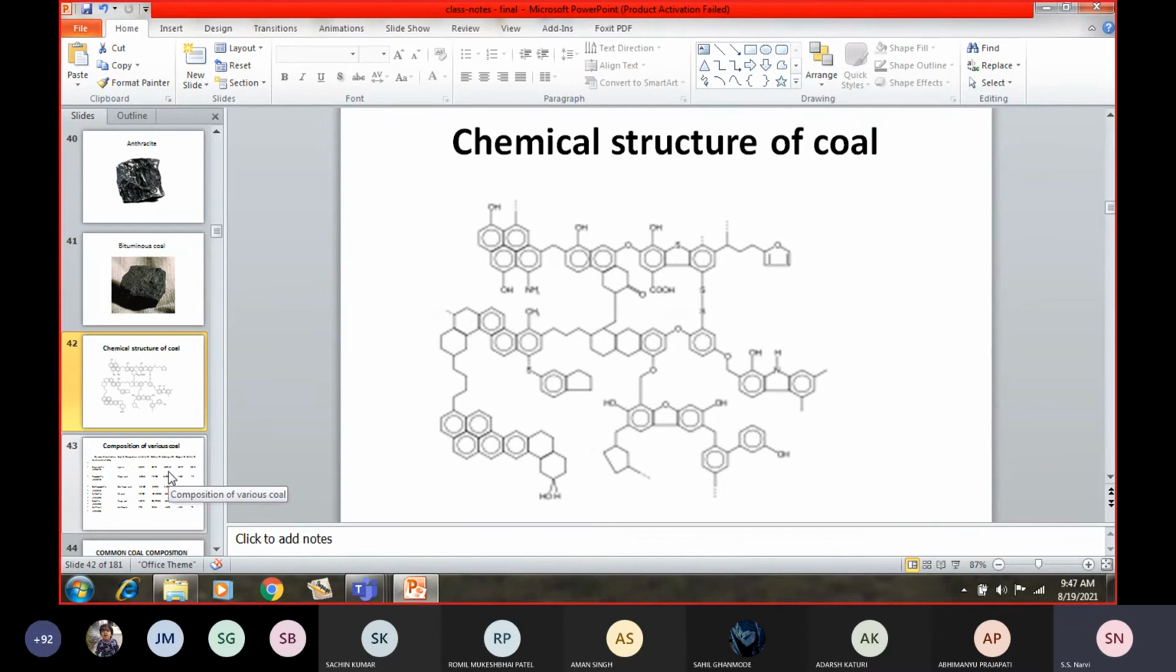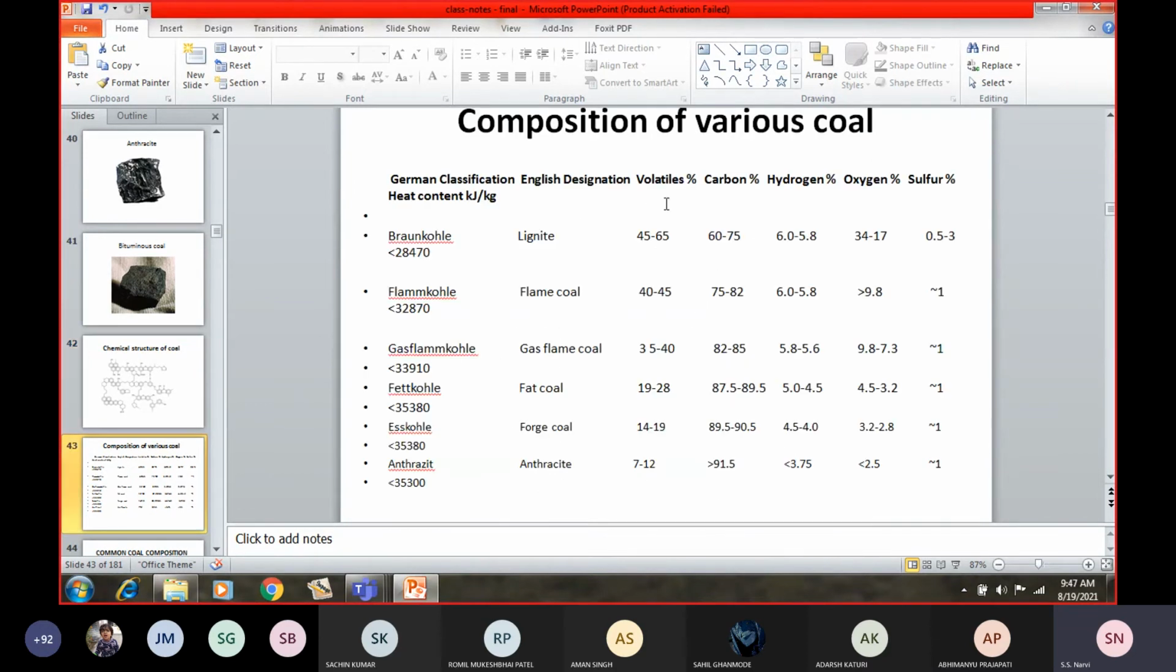Now the composition of various types of coal, I will upload this. The volatile matter content, carbon content, hydrogen content, oxygen and sulfur content.